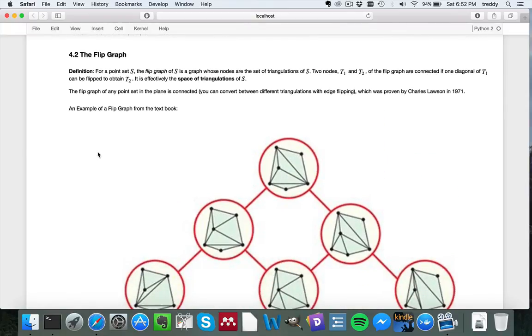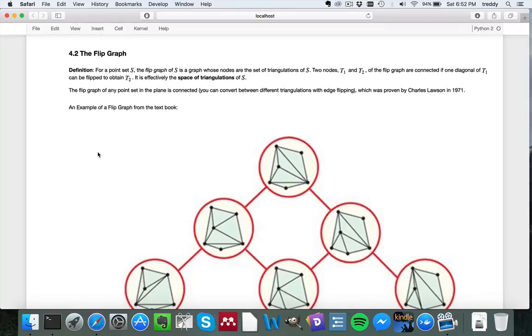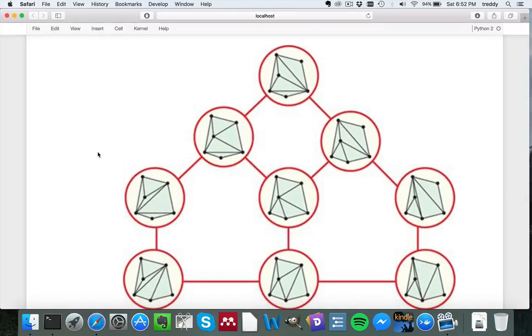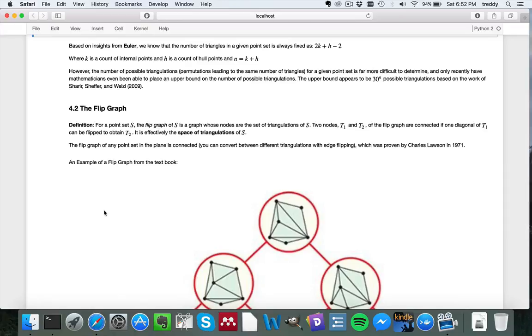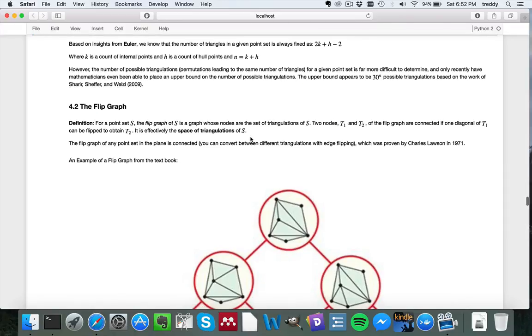In fact, there are many algorithms in computational geometry that exploit this fact to achieve a triangulation with a specific set of properties by progressively flipping edges to achieve certain property transitions. So this is effectively the space of triangulations of S. And the idea that all of these triangulations are connected, that you can interconvert them using edge flipping, was proven by Charles Lawson about 40 years ago.